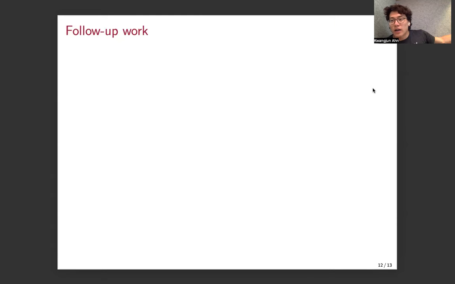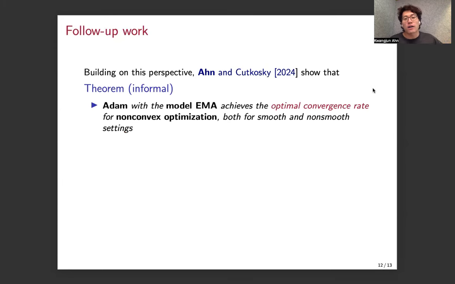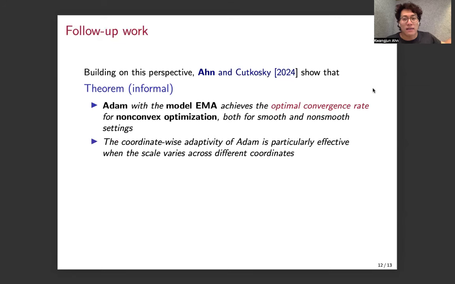All right, I would like to quickly remark on one follow-up work of mine. Building on this perspective of Adam corresponding to FTRL, in my recent work with Ashok Cutkosky, we show that Adam with model exponential moving average achieves the optimal convergence rate for non-convex optimization, both for smooth and non-smooth non-convex settings. I'm going to talk about model EMA in a bit. And the coordinate-wise adaptivity of Adam is particularly effective when the scale varies across different coordinates, which has been shown empirically to be the case for large transformer model training, by the way.